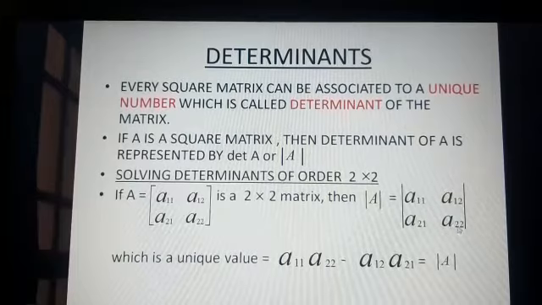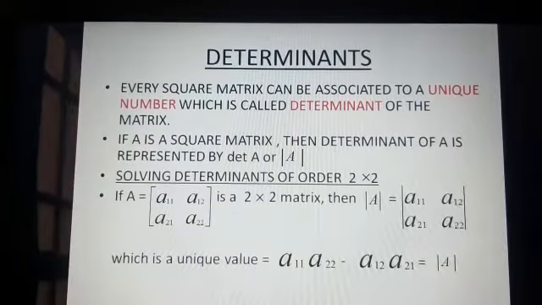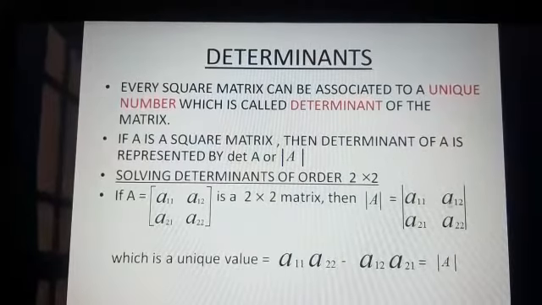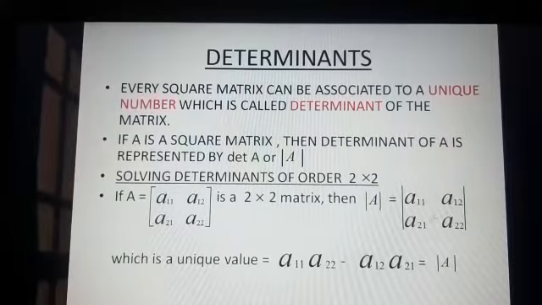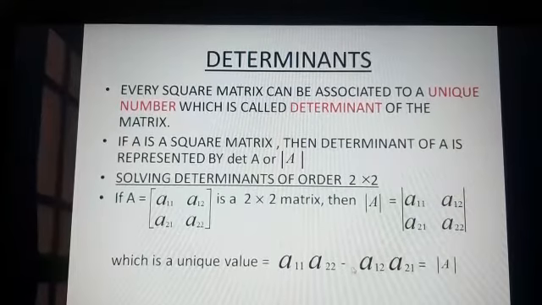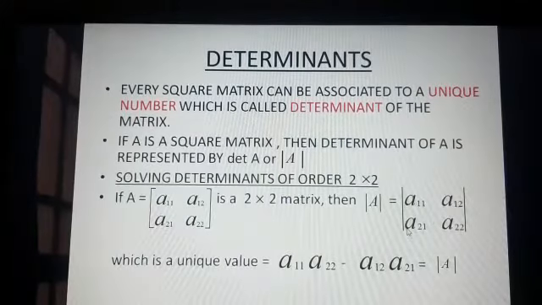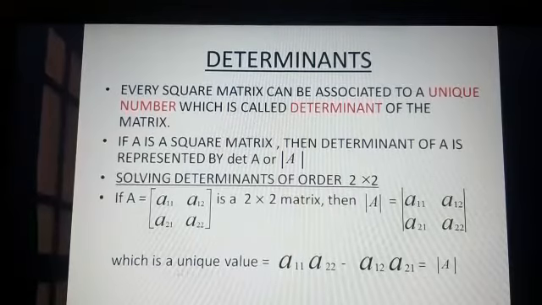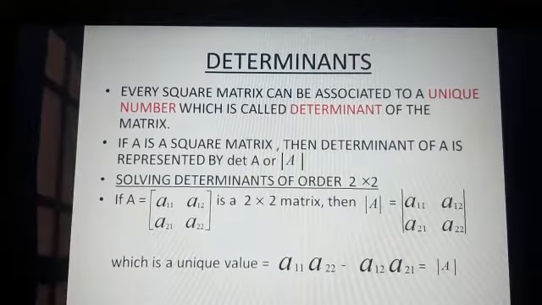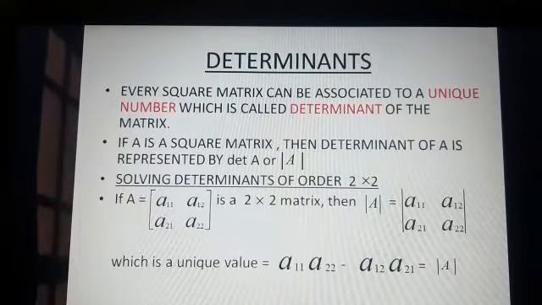A11 is multiplied by A22 in cross, then minus, subtraction is there, then A12 is multiplied by A21. This is how we solve a 2 into 2 determinant. Again I am explaining: A11 is multiplied by A22, then minus A12 multiplied by A21. So these are the elements, and when we solve it we will get a unique value, which is called the determinant of A. Every square matrix has a unique value, and that particular value is called the determinant of A.